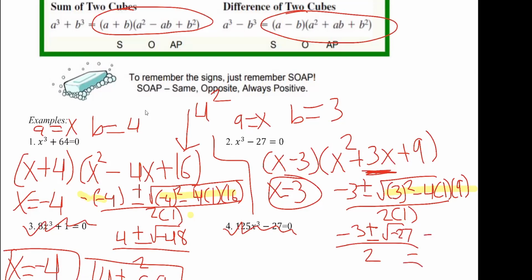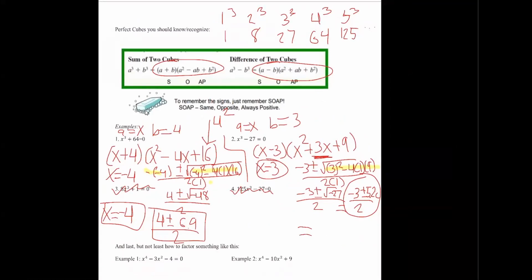If you want to clean this up a little bit, this would be -3 over 2 plus or minus. The square root of 27 is approximately 5.2, so this would be 5.2i. You could leave your answer like this, or you could divide both parts by 2. But I would just keep it as whatever plus or minus whatever. For example, you could write this as -1.5 or -3/2 plus or minus half of 5.2, which would be 2.6. So you could also write it like that.